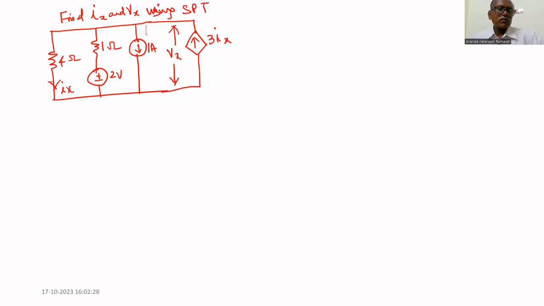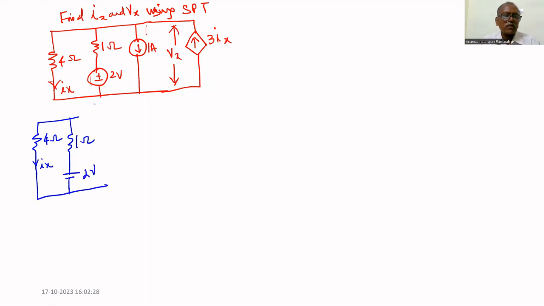So now let us consider this 2-volt source alone. Therefore, the circuit becomes the 4 ohm resistor, with current Ix through it. We are not going to consider the other source, therefore the 1 ohm resistance remains. We consider this 2-volt source alone, and we do not consider this current source, so that branch is open. The dependent source will be there, the current source 3Ix. That's all.